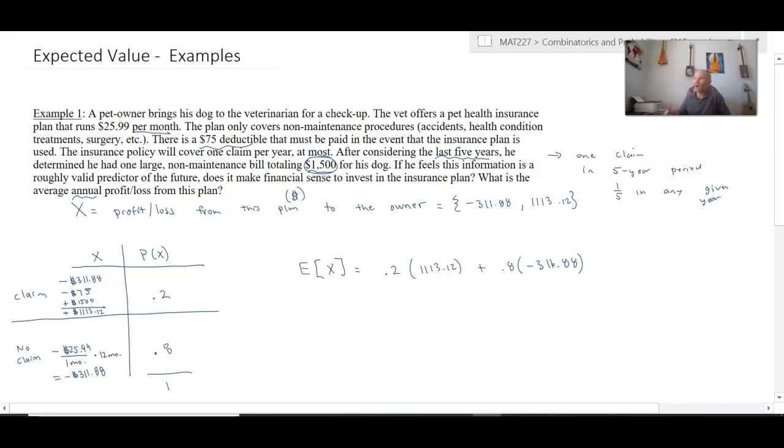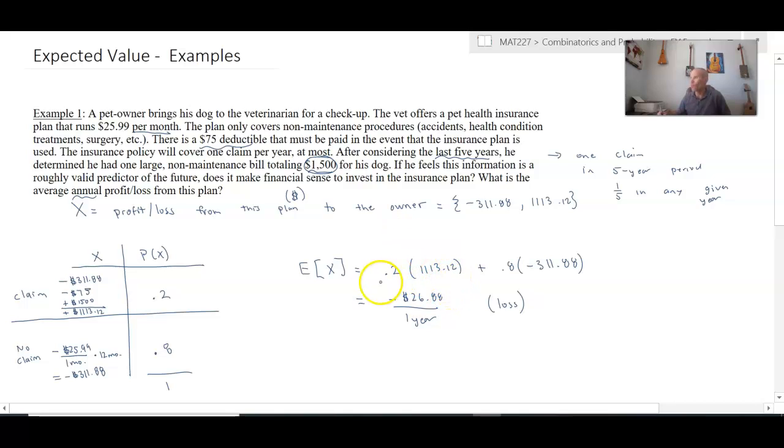Okay. Now we can see that the high severity occurs with low frequency, but the low severity occurs with high frequency. Most years we're not going to file a claim. And so 0.2 times 1113.12 plus 0.8 times negative 311.88 comes out to negative $26.88 per 1 year. So this is a loss on average each year. That's a loss of $26.88. This is assuming that in one 5-year period in the future, he will only spend $1,500.